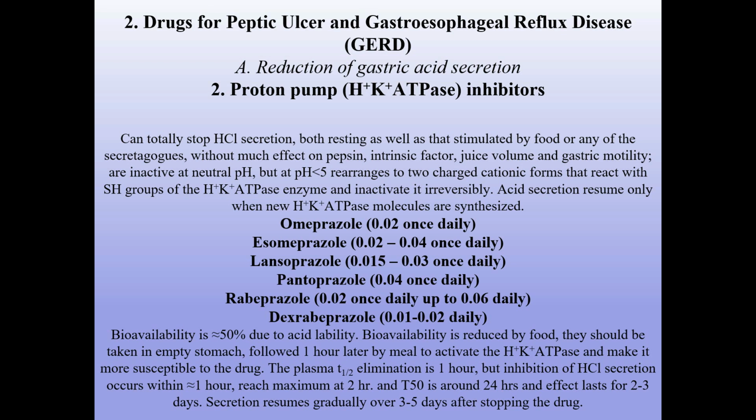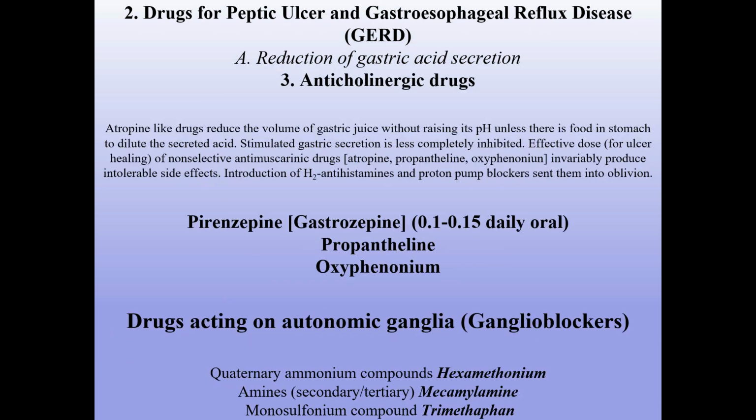The plasma half-life is 1 hour, but inhibition of hydrochloric acid secretion occurs within 1 hour, reaches maximum at 2 hours, and T50 is around 24 hours and the effect lasts for 2-3 days. Secretion resumes gradually over 3-5 days after stopping the drug.